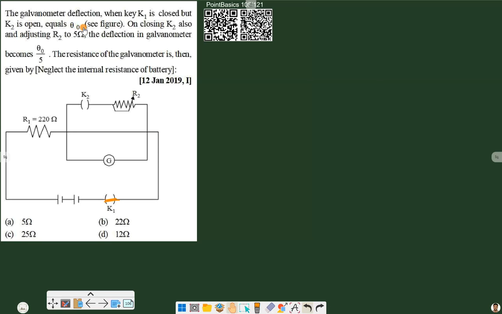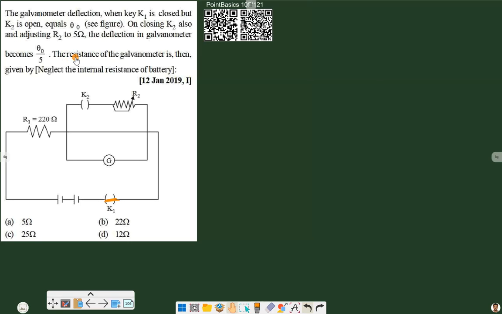Equals theta naught. On closing K2 and adjusting R2 to 5 ohm, deflection in the galvanometer becomes theta naught by 5. The resistance of the galvanometer is then given by, neglect internal resistance of the battery. So we have to neglect the internal resistance of the battery.